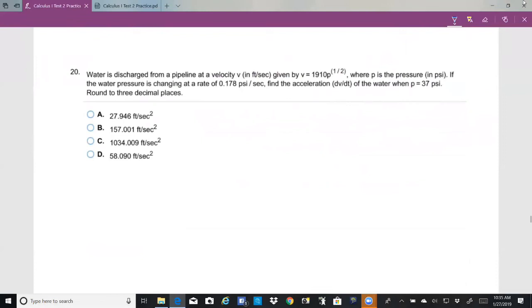We have number 20, water is being discharged from a pipeline at a velocity given by this formula. P is a pressure in PSI, and the water pressure is changing at a rate of 0.178 PSI per second. Find the acceleration dV/dt of the water when P is equal to 37. So we want dV/dt equals dV/dp times dp/dt.